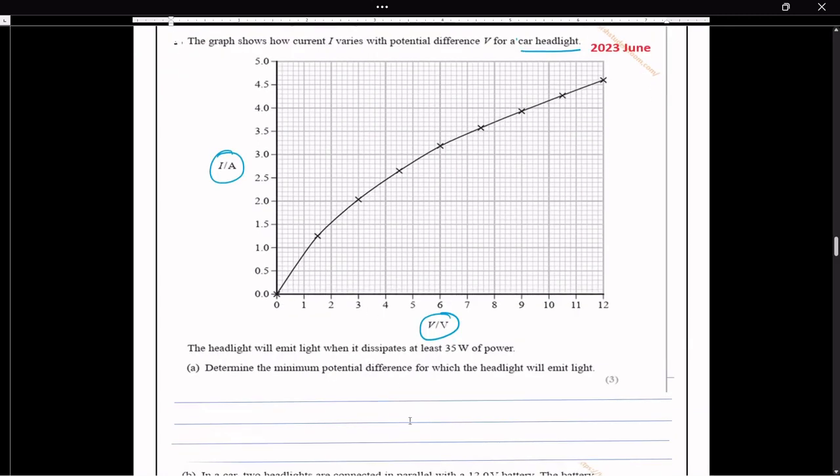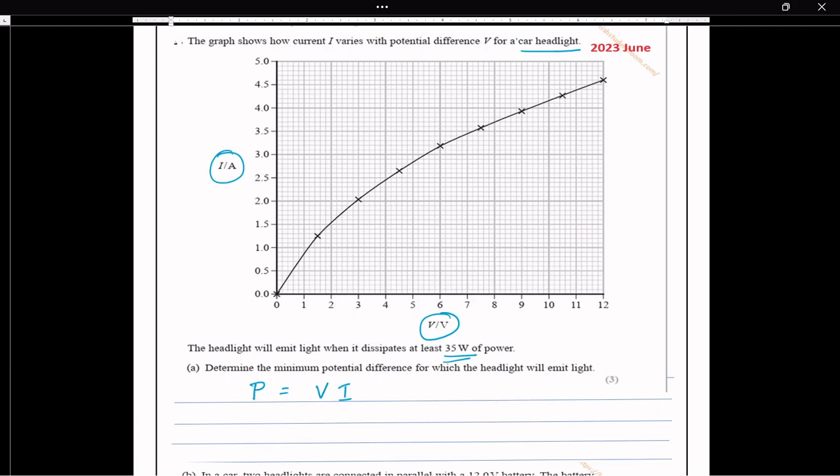Now determine the minimum potential difference for which the headlight will emit light and when the power dissipated is 35 watts. The headlight will emit light when it dissipates at least 35 watts of power. Determine the minimum potential difference. So we have to get the power. We have an equation: power dissipated is the product of current and voltage.